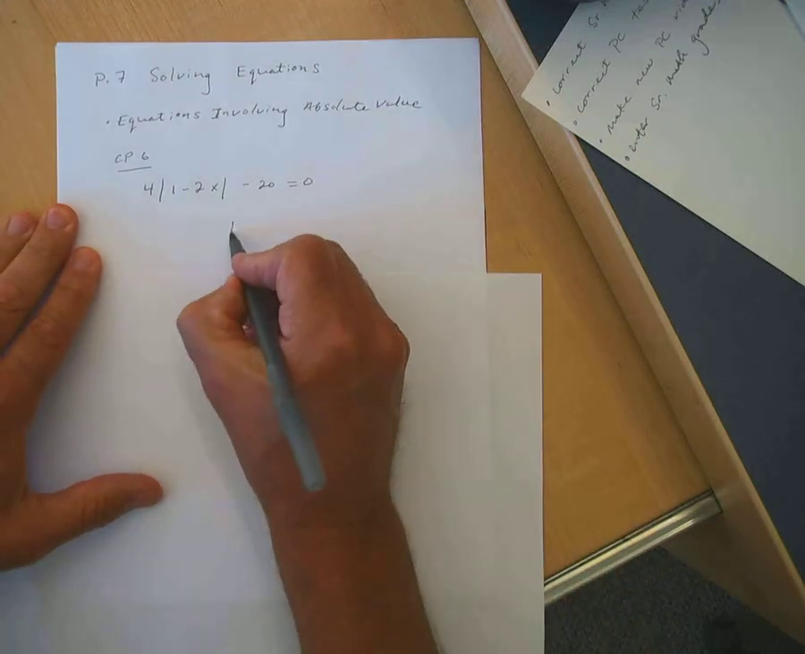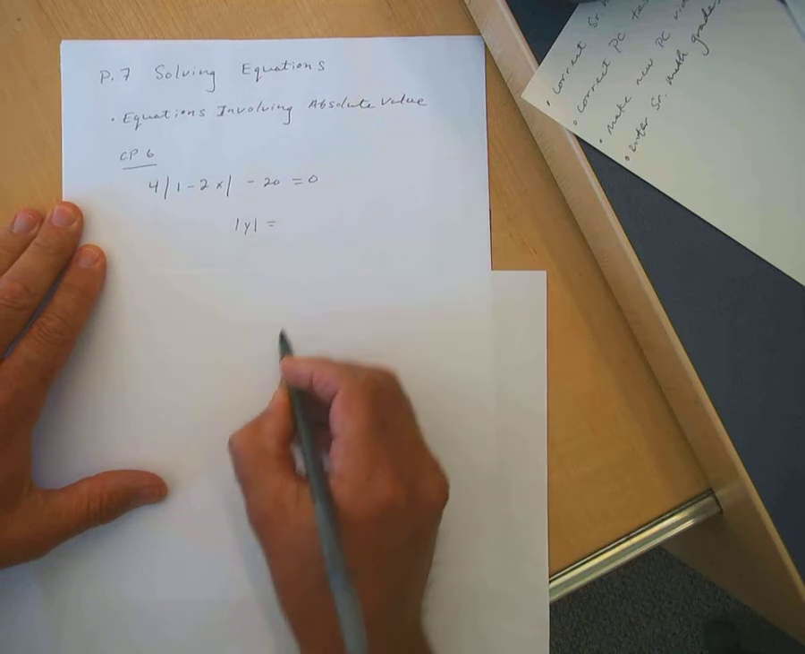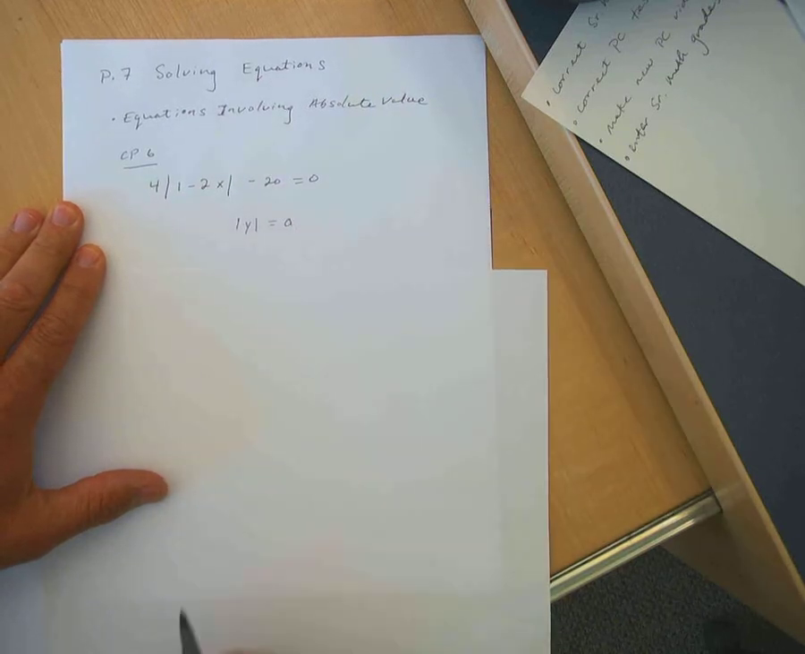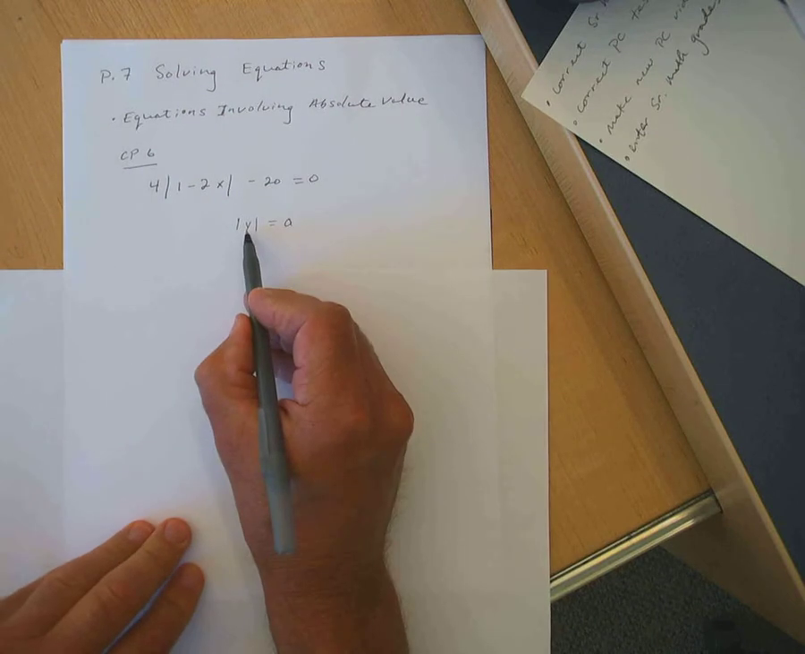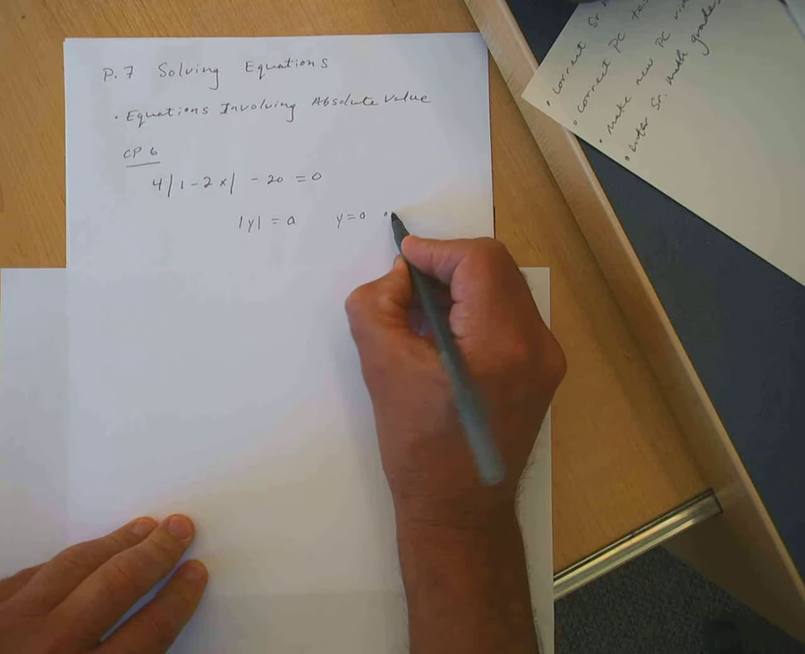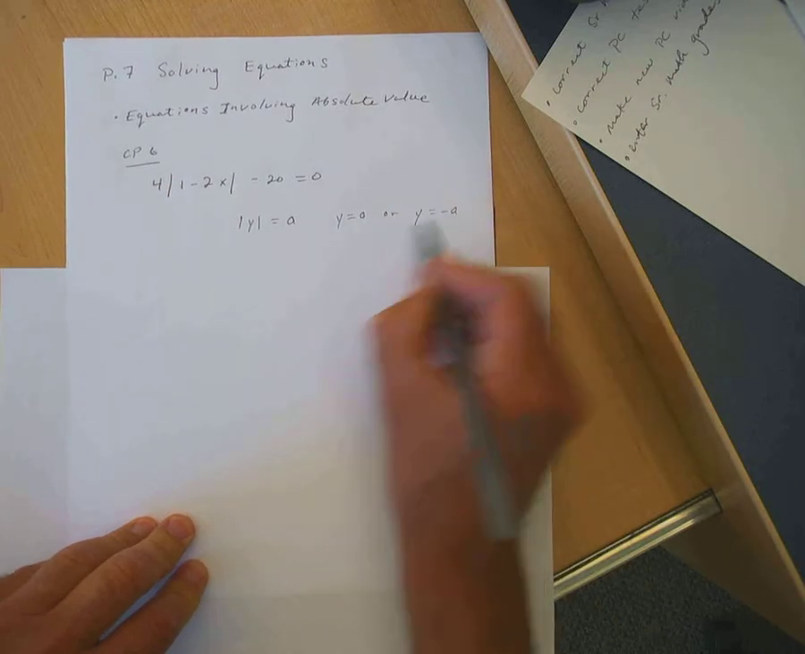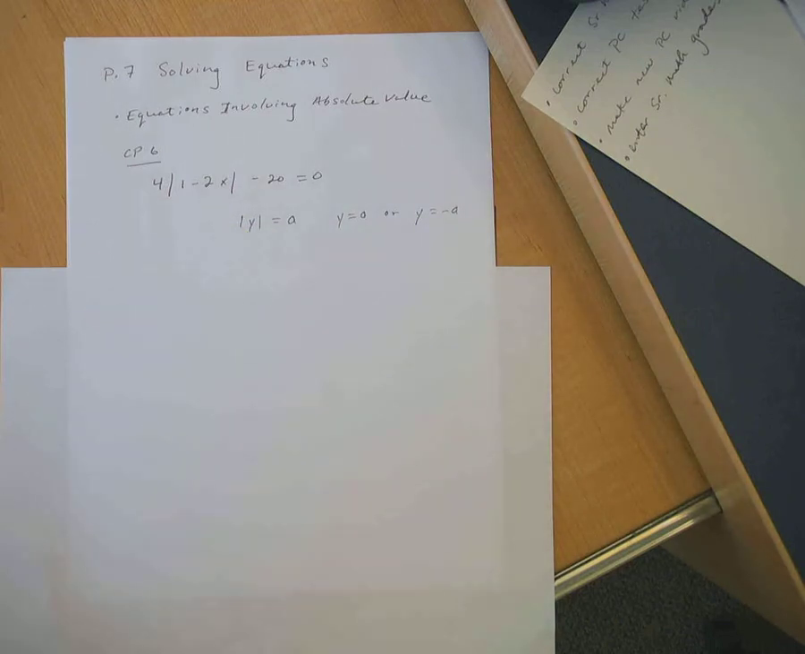say, the absolute value of some number or some expression equal to a number, that means that the number in the absolute value sign might be equal to A. That's one possibility. Or it might be the opposite of A. That's the idea we'll use to get rid of the absolute value.